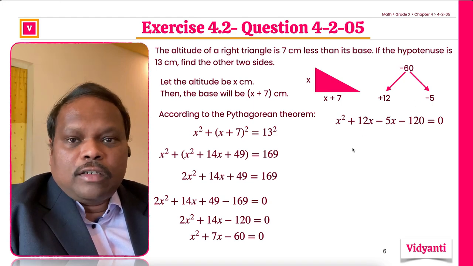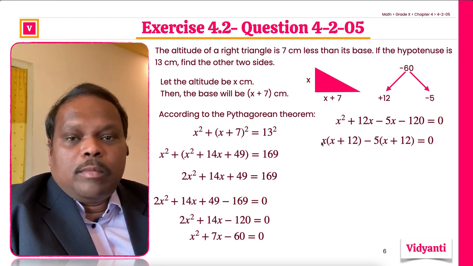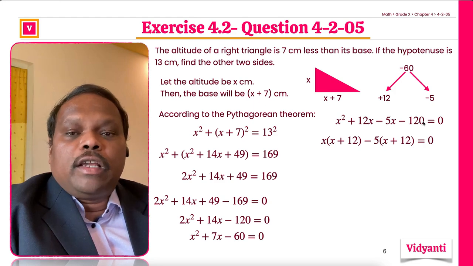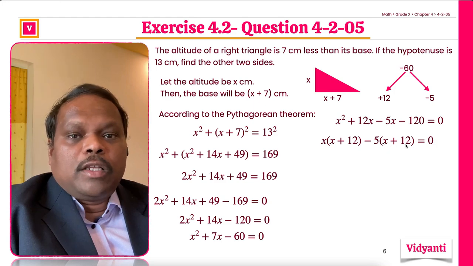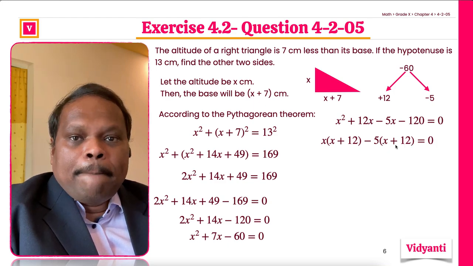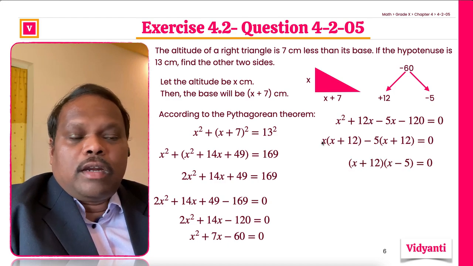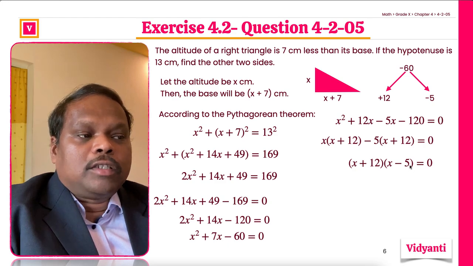From the first two terms, we'll take x common. So if you take x common from the first two terms, x will be outside the bracket, and what remains will be inside the bracket. That would be x plus 12. Similarly, from the next two terms, we will take negative 5 common, and we'll have the same x plus 12 in the bracket. The x plus 12 factor is repeated, so we write that once, and whatever is left over, we collect in the second bracket, x minus 5.